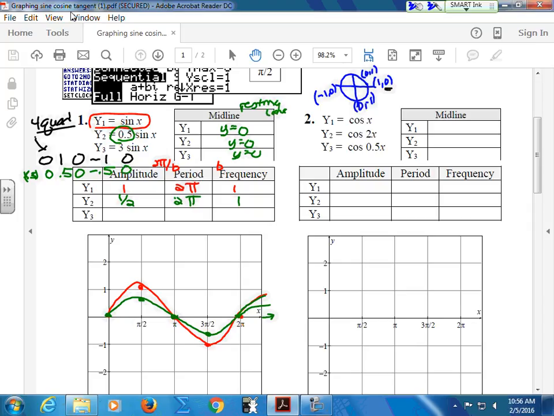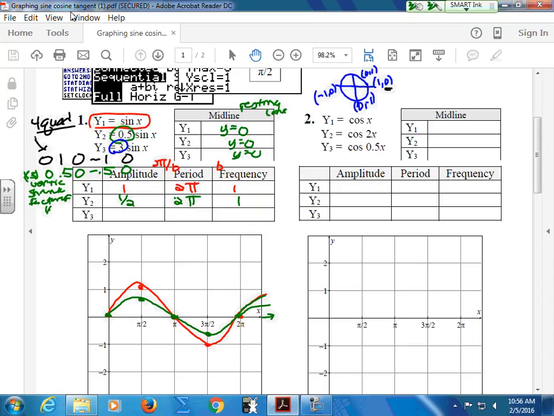Now the last one is my amplitude is now a 3. But let me step back a second. When we change this amplitude to 0.5, what do we call this transformation? A vertical shrink. So this guy was a vertical shrink. Shrink by a factor of 1/2.